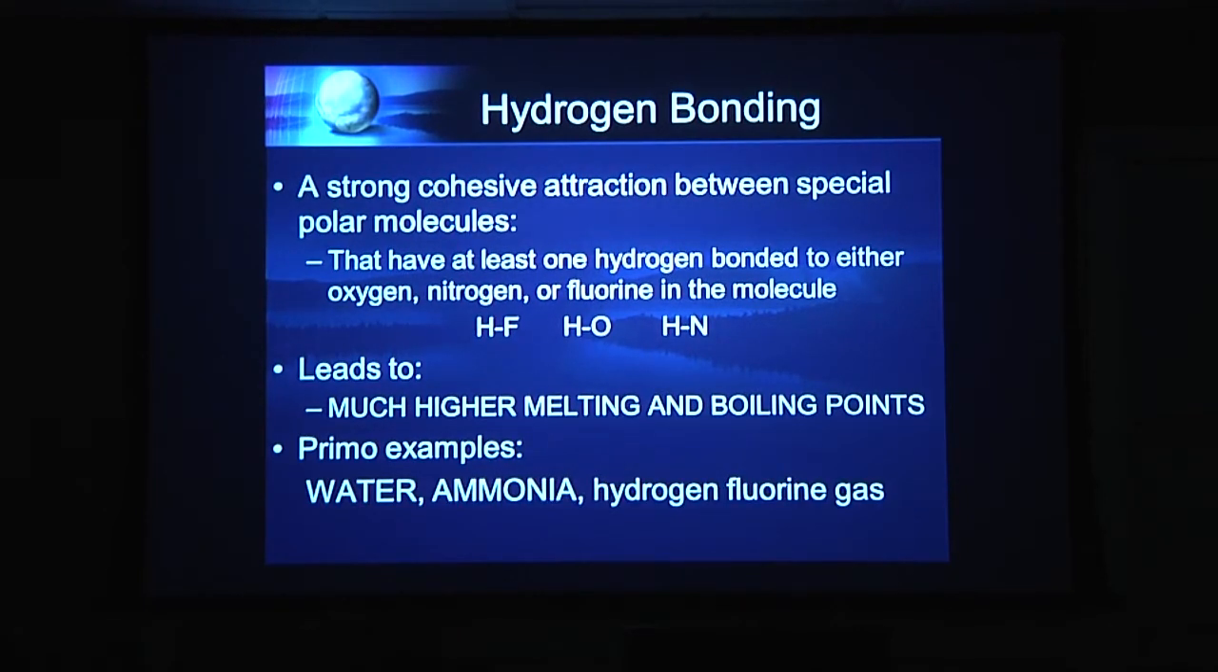So the biggest examples would be water, ammonia, hydrogen fluorine gas. That's a bad example because it's not interesting. But water and ammonia are, and any time ammonia is an example, it has an H-N bond. It's NH3, so it's got 3 of those bonds.